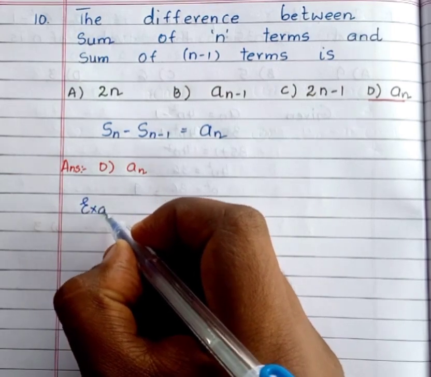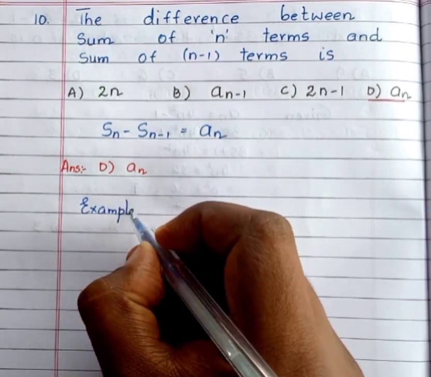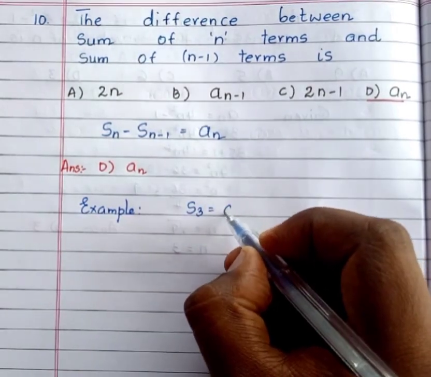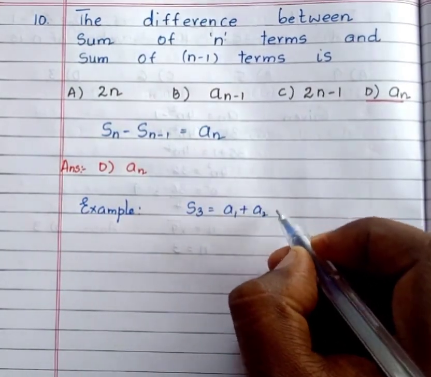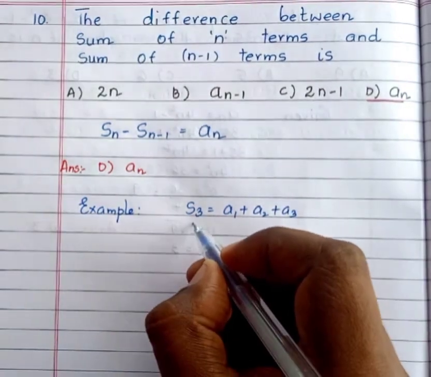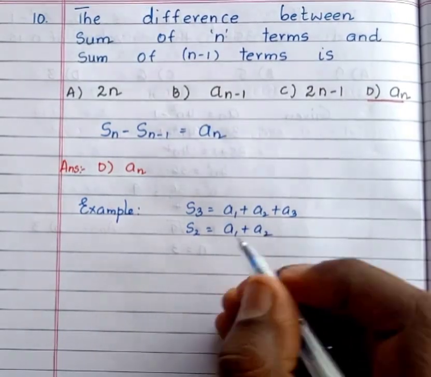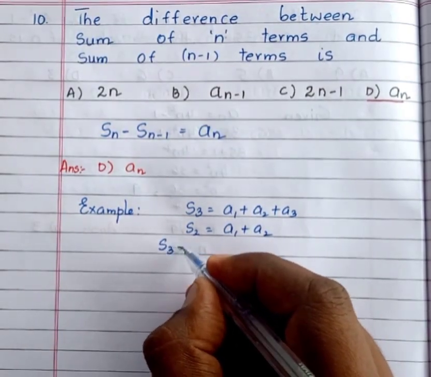Let us understand this by taking an example. What is S3? S3 is nothing but sum of 3 terms, that is a1 plus a2 plus a3. What is S2? Sum of 2 terms a1 plus a2. What is S3 minus S2?